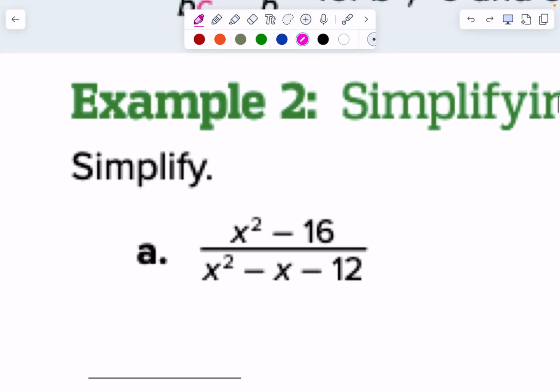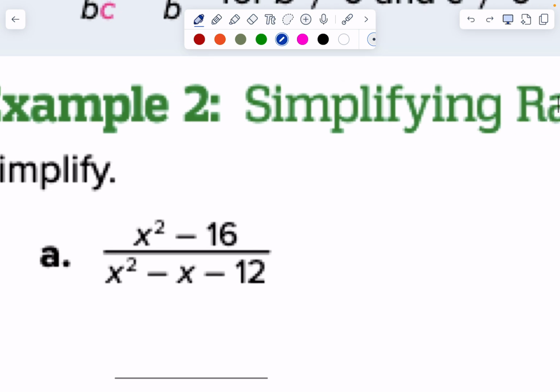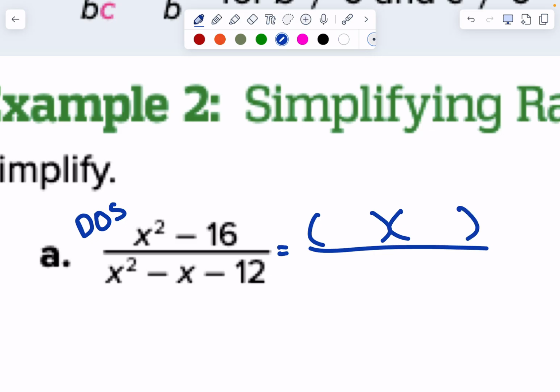Okay, simplifying rational expressions. Now we're breaking stuff down. So these are going to be like you calculus kids, where the holes are at, right? I have x squared minus 16 on the top, which is a difference of squares, right? So I'm going to put it over here: x plus 4, x minus 4.